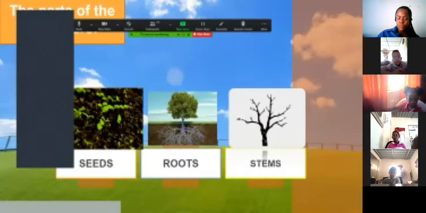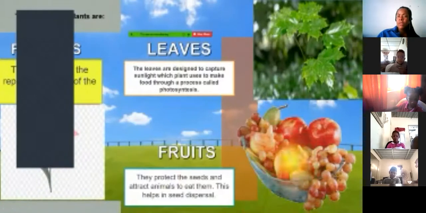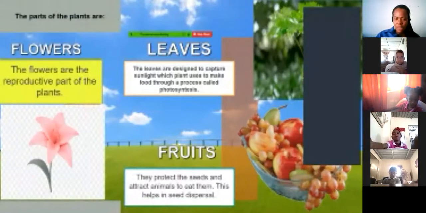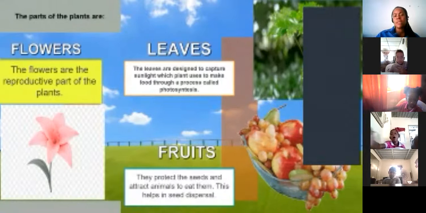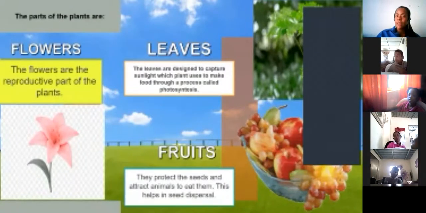And I told you that in this process, we recognize what is the function of the fruit, the flowers, the fruits. Vamos a hablar de la fruta. Vemos que las frutas, ellas protegen las semillas y atraen los animales para que se las coman. Y eso ayuda a que las semillas se dispersen y crezcan nuevas plantas. Las hojas son designadas para capturar la luz del sol y de esa manera la planta se alimenta a través de un proceso llamado fotosíntesis. Las flores son la parte reproductiva de la planta.